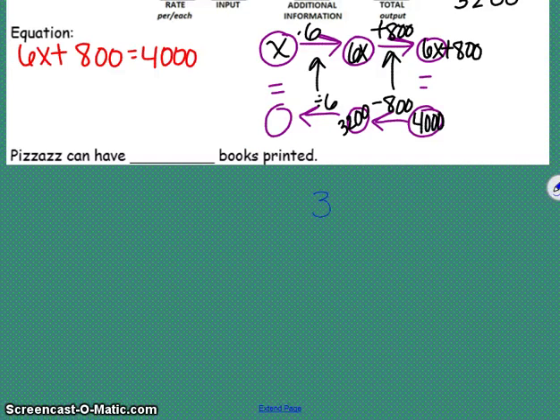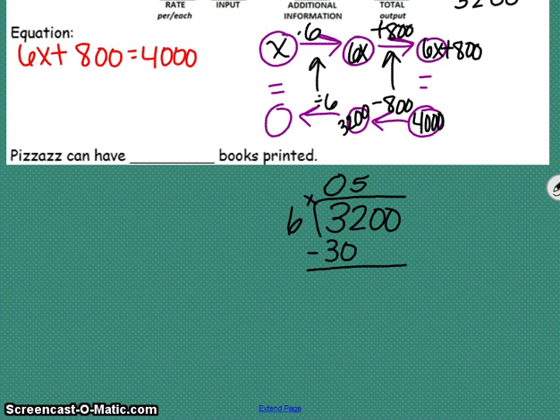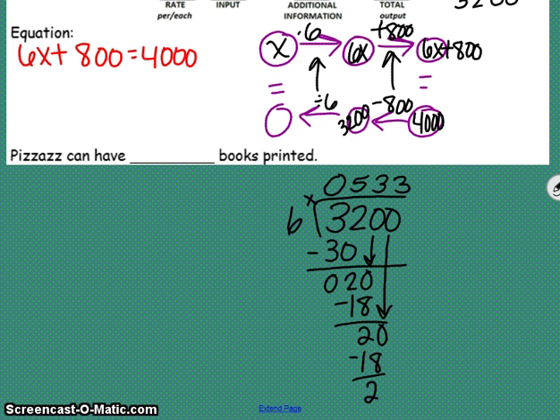So I have 3,200. Let me go ahead and write that in black so that you can see that better. 3,200, and I'm dividing that by 6. 6 does not go into 3. 6 goes into 32 5 times. And I know that 6 times 5 is 30. 2 minus 0 is 2. 3 minus 3 is 0. Bring down this 0. 6 goes into 20 3 times, and 6 times 3 is 18. 20 minus 18, you get 2. Bring down this 0. 6 goes into 20 3 times, and I'm left over with a remainder of 2.